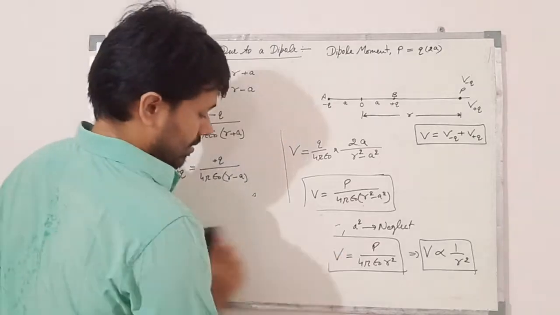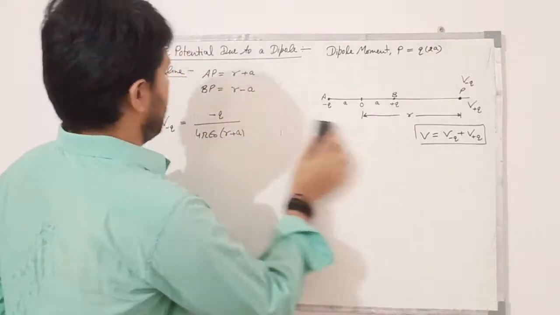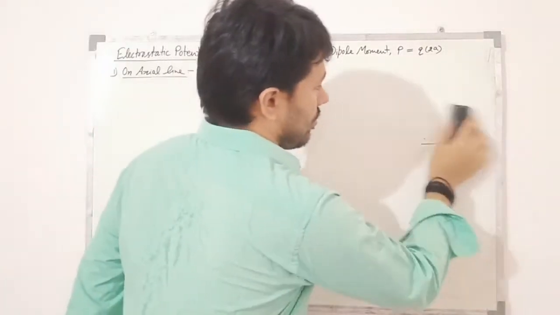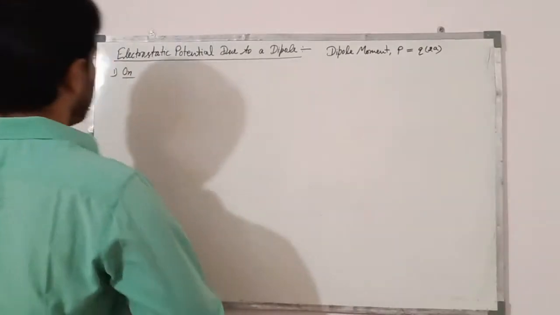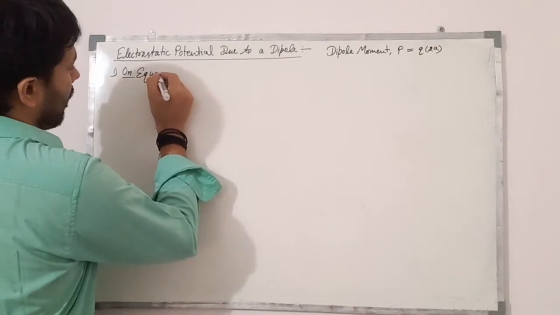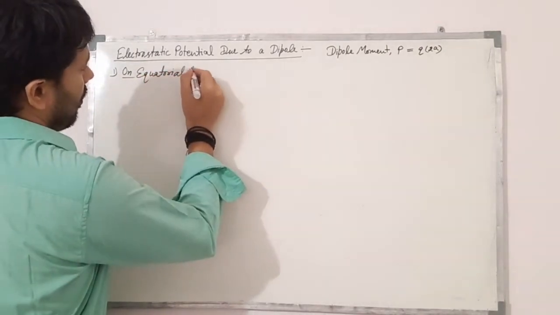Next is our potential due to a dipole on the equatorial line, right? On the equatorial line.